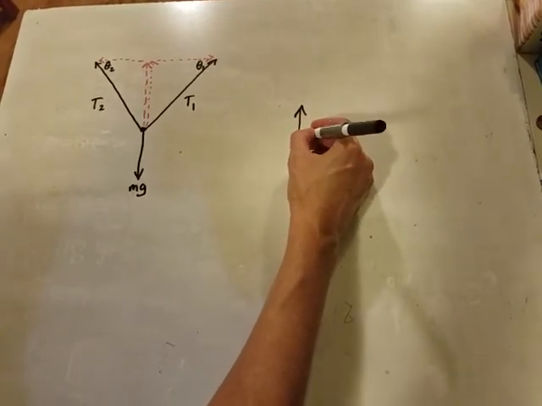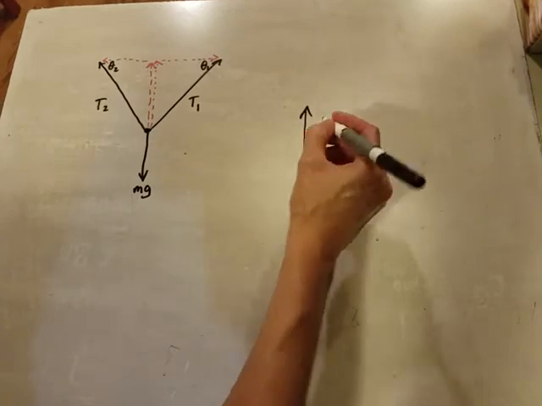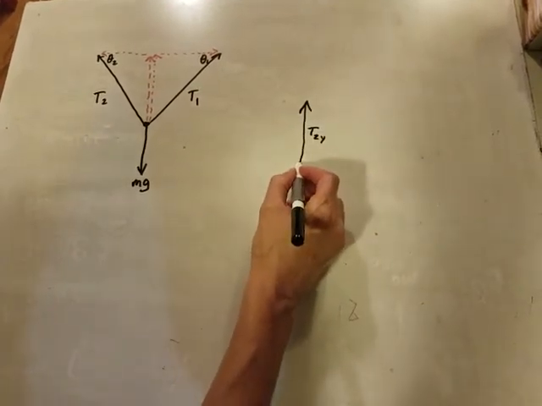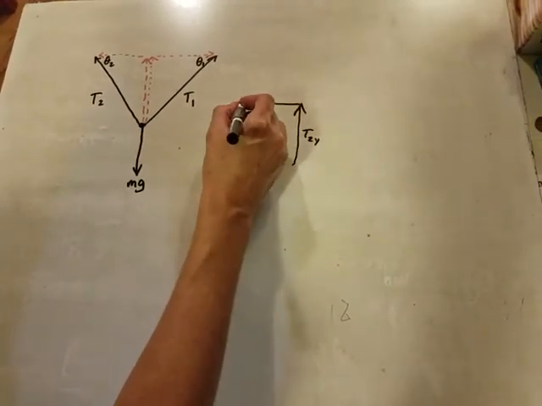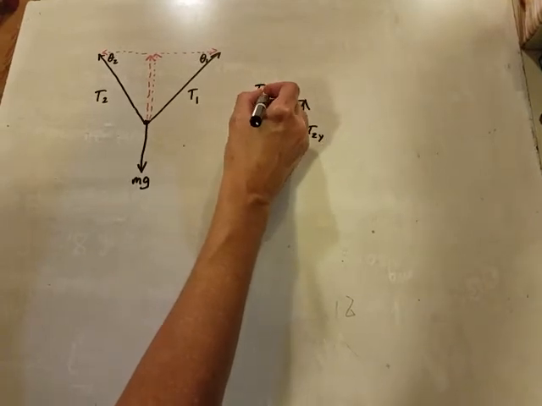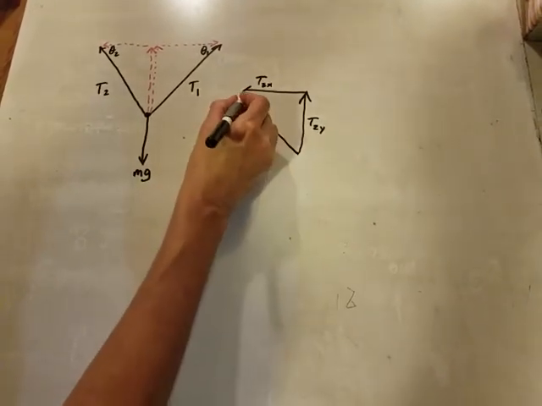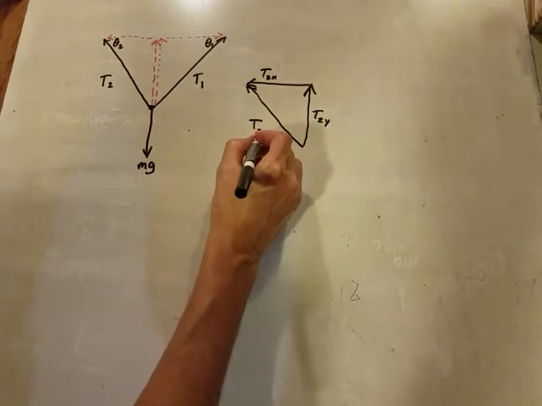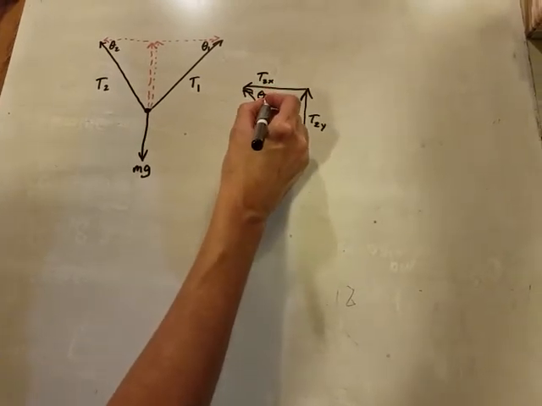This is going to be t2y, that component. And we've got t2x going in this direction. And we've got just t2 going this way. This is our theta 2.